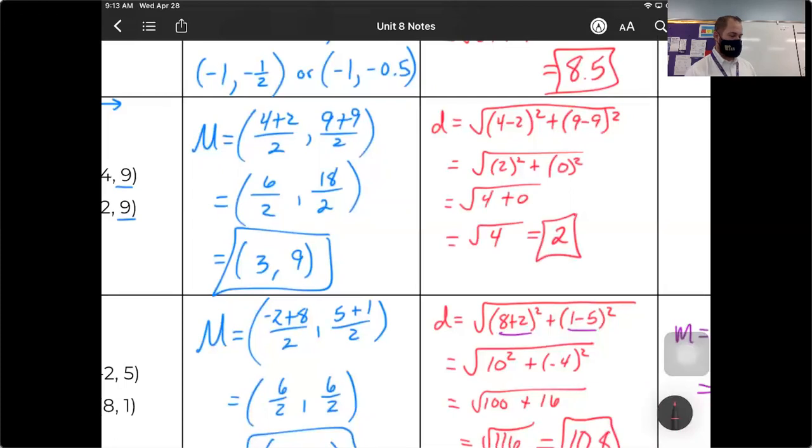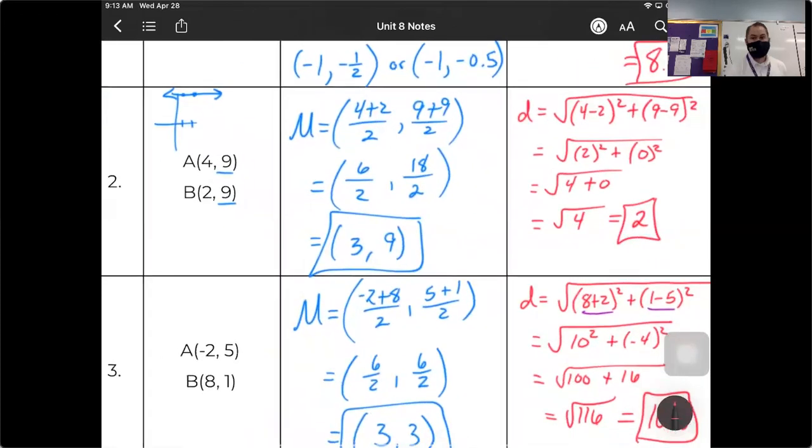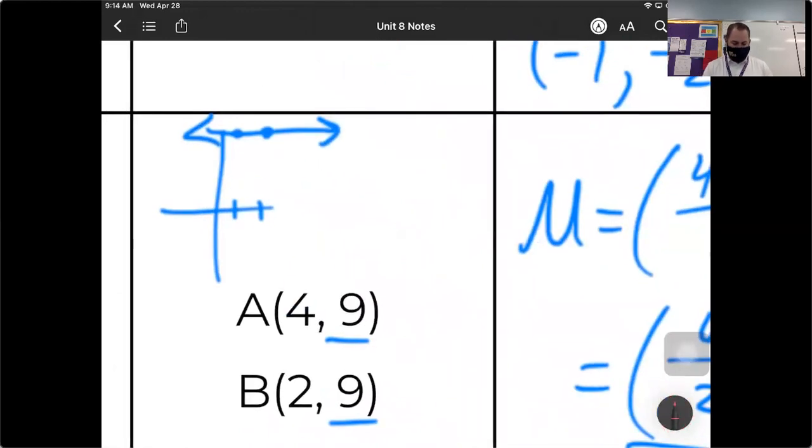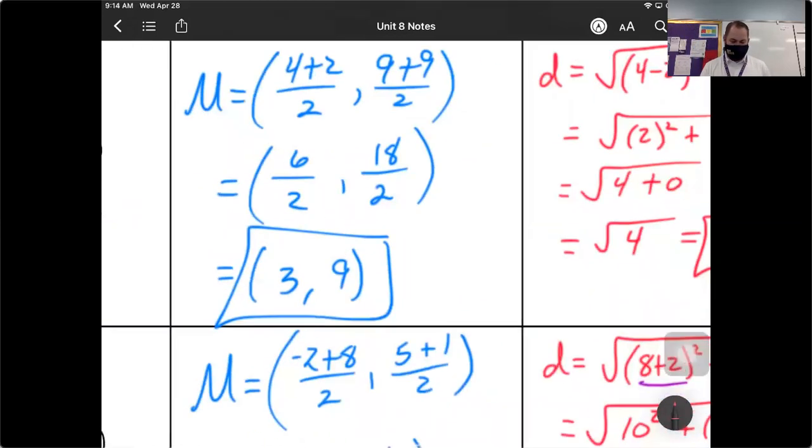That should make sense to us. Look back at these ordered pairs. When you look at these, how far apart are 4 and 2 on that number line? What's the distance between 4 and 2? 2. When they're lined up horizontally, we could actually count the distance if we had the graph. So that's why our distance formula works out so simple.